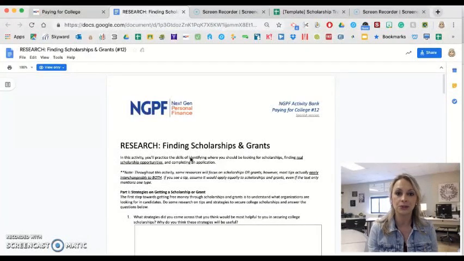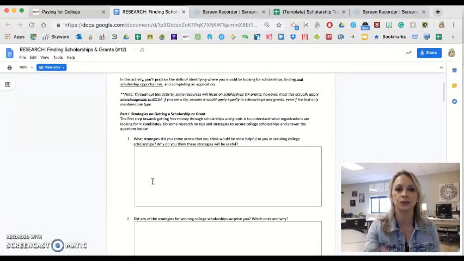I usually use this in my credit unit, which also houses paying for college and student loans and debt. In talking about all the massive amounts of student loan debt that we have, it's important to give students resources and time, especially time, to find some free money for college. The activity is great because it has students scaffold down to finding actual scholarships that they might be able to apply for.